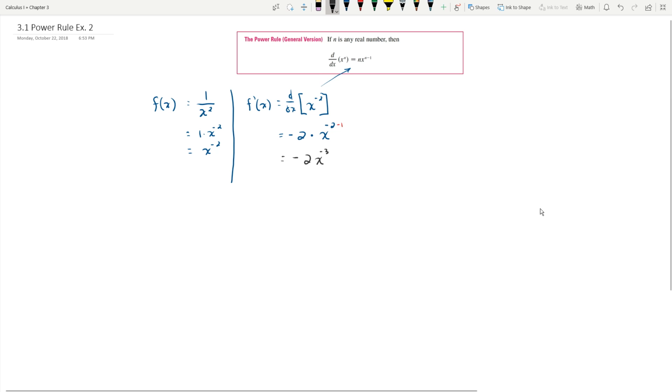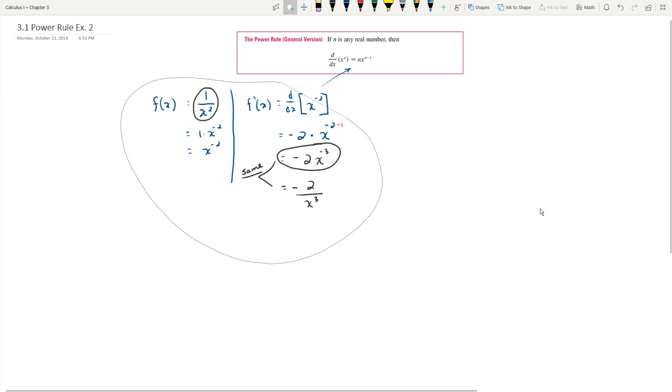And since we were originally given a function in fractional form, let's go ahead and put this back into that form. This is the derivative function right here. So we can just rewrite that as negative 2 over x to the third. So these are the same thing. It's just a matter of how our professor might want this notated. So let's go ahead and do another example.